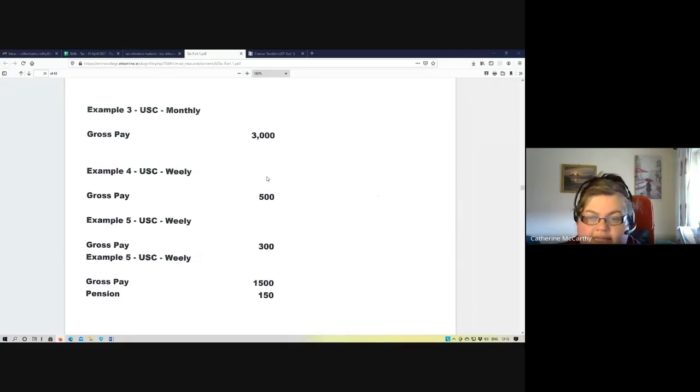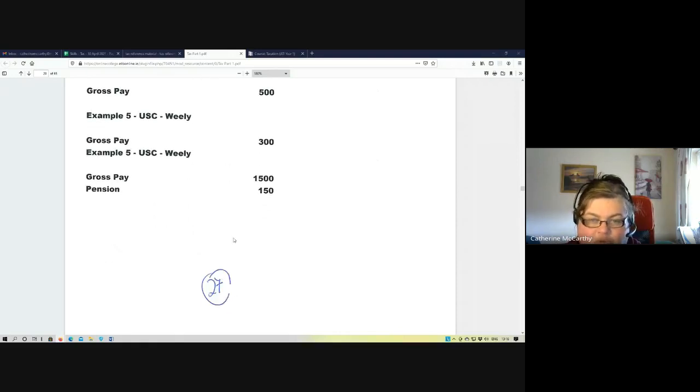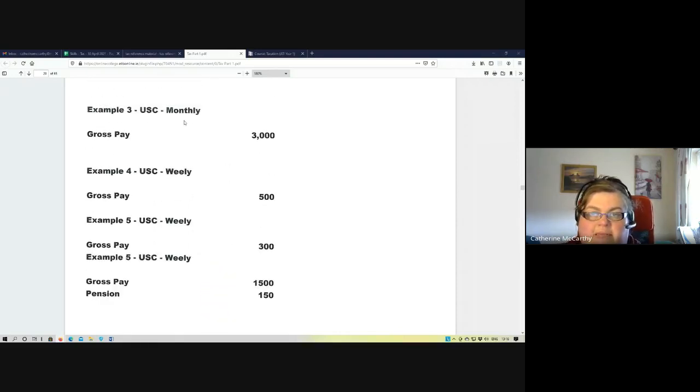Okay, so we're going to look at a weekly USC calculation. It's page 27 inside our exam papers, and then we need our tax reference material as well for this.